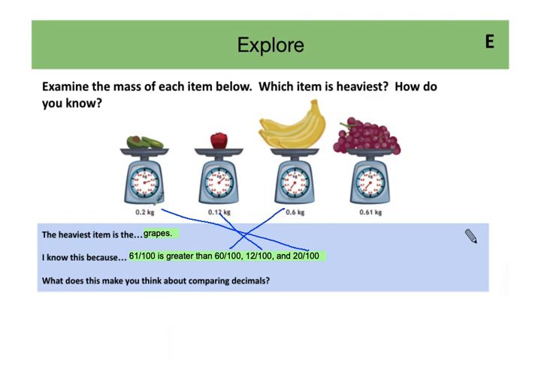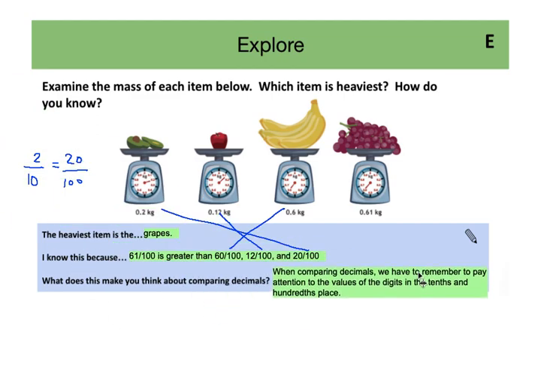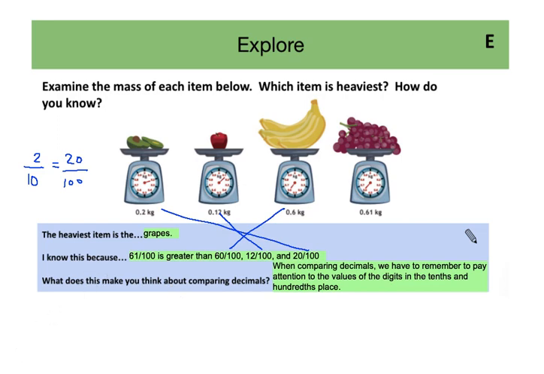Remember, 2/10 means 2 out of the 10 columns, or 20 little squares out of 100. And last question, what does this make you think about comparing decimals? When comparing decimals, we have to remember to pay attention to the values of the digits in the tenths and hundredths place. Just because it has a 2, it doesn't mean that it's a small amount. Remember, that means there are 2 in the tenths place. All right, let's explore this a little bit more on the next slide.